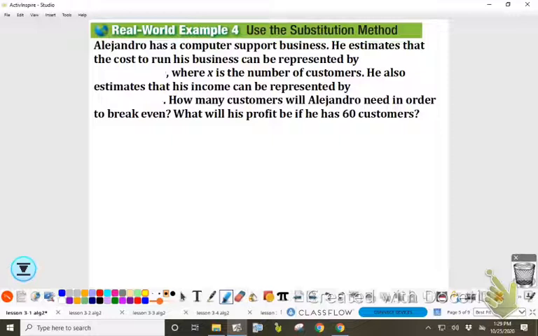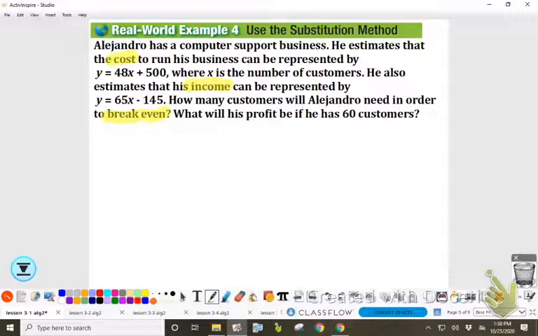Alejandro has a computer support business. He estimates that the cost to run his business can be represented by y equals 48x plus 500, where x represents the number of customers. He also estimates that his income can be represented by y equals 65x minus 4,500. So you have a cost to run a business, but you also have an income. How many customers will Alejandro need in order to break even? Break even is where these two equations intersect, the point that they have in common. And what will his profit be if he had 60 customers?